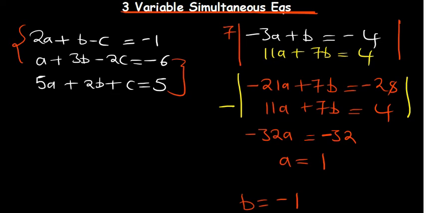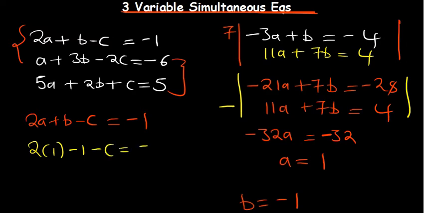So there is no other way but substitution. We can get an equation of our choice. I'll get the first one, 2a plus b minus c. Since we found two values, a and b, we can find c by substituting. So our a is 1, our b is negative 1, our c is what we're trying to find. So I have 2 minus 1 minus c is equal to negative 1. And then you have 1 minus c is equal to negative 1.